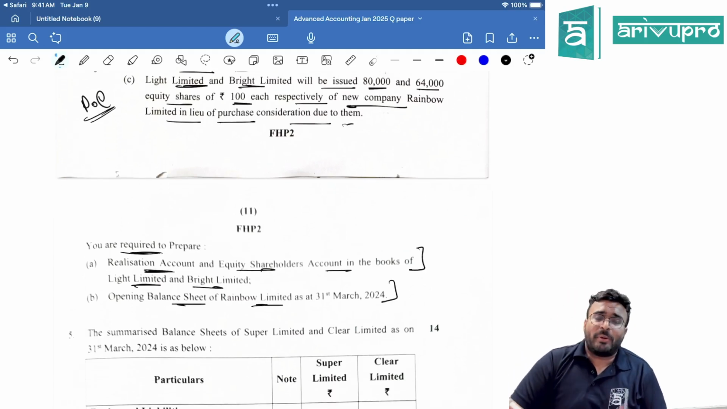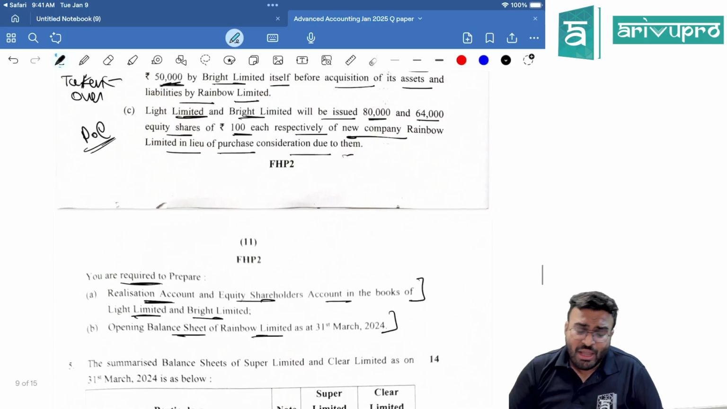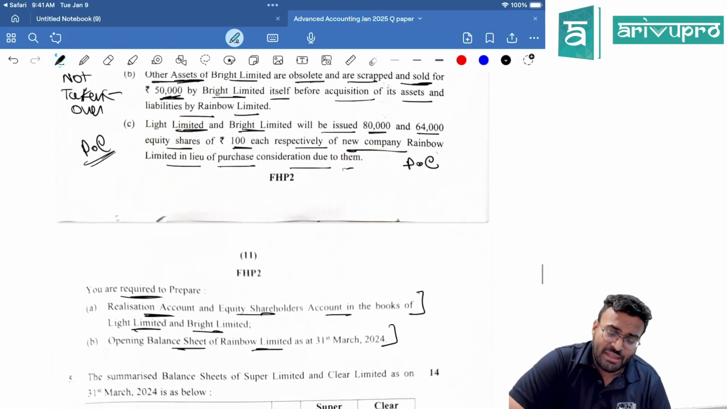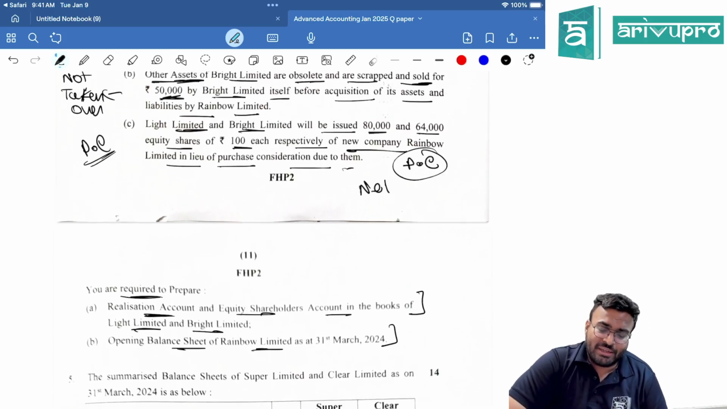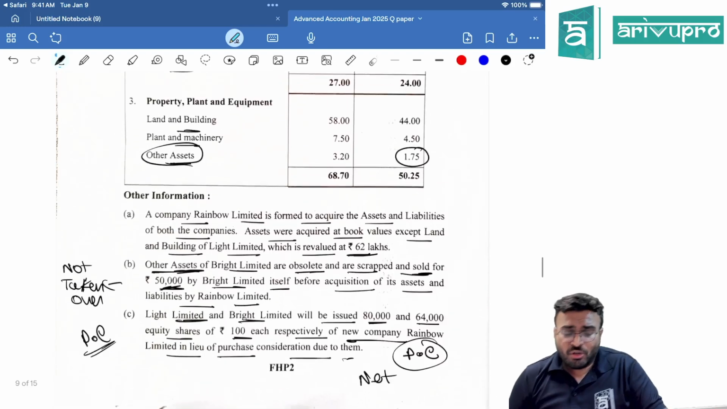When you prepare the opening balance sheet, all the assets are taken over at book value. Only one asset is revalued. And obviously you have the purchase consideration directly given over here. Compare it with the net assets. If purchase consideration is more, it's goodwill. Otherwise it is capital reserve. Looks like a very easy question.